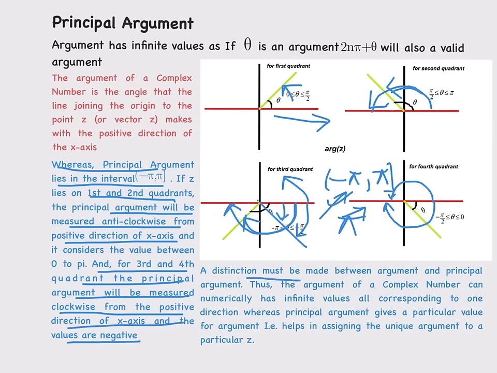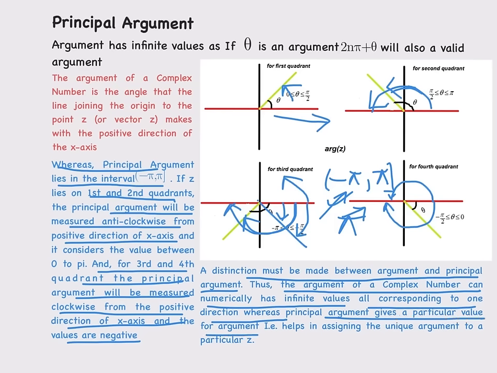A distinction must be made between argument and principal argument. The argument of a complex number can have infinite values, as 2n pi plus theta is also an argument: 2 pi, 4 pi, 6 pi plus theta, all corresponding to one direction, whereas the principal argument gives a particular value for the argument, which helps in assigning a unique argument to a particular z.